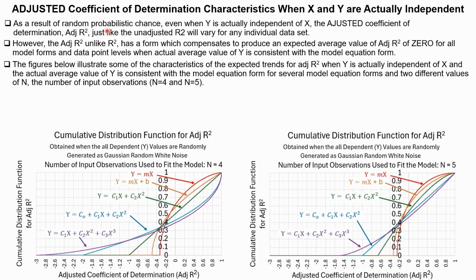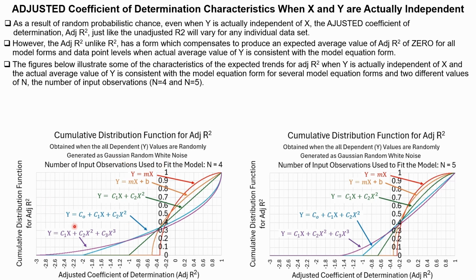However, unlike r squared, the adjusted r squared value has a form which, on average, produces an adjusted r squared value of 0 for all model forms and data point levels when there's actual independence between x and y, and the average value of y is consistent with the model equation form. The figures below illustrate some characteristics of the expected adjusted r squared value when the dependent values are randomly generated as Gaussian random white noise.